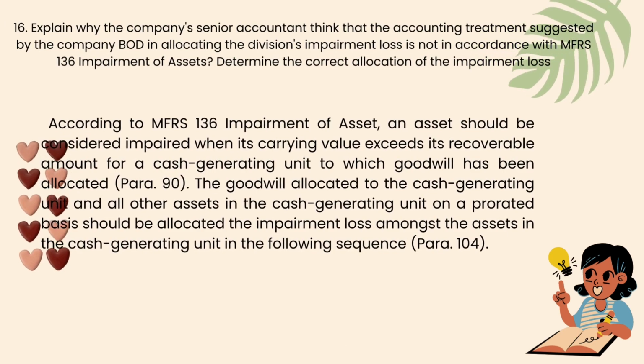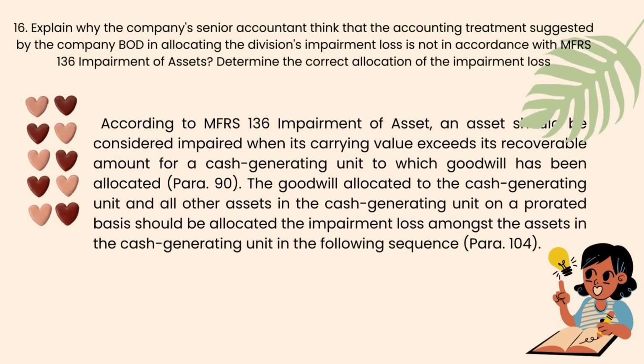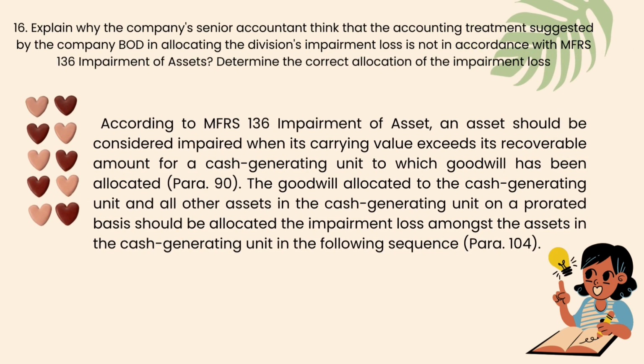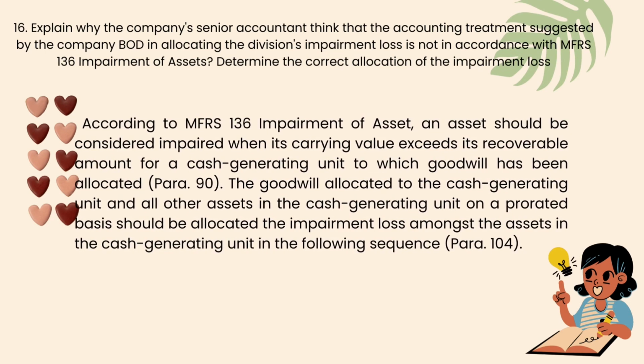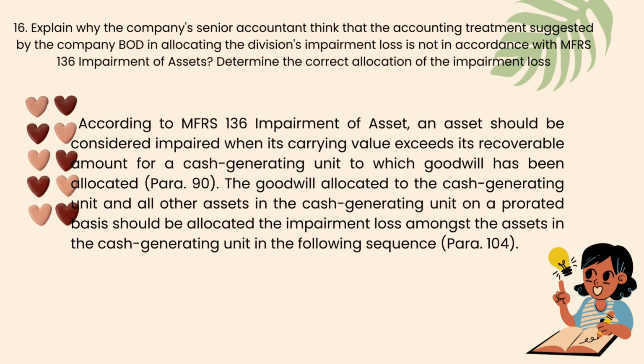For the last question, question 16: explain why the company's senior accountant stated that the accounting treatment suggested by the company BOD in allocating the division's impairment loss is not in accordance with MFRS 136 Impairment of Assets, and determine the correct allocation of the impairment loss.